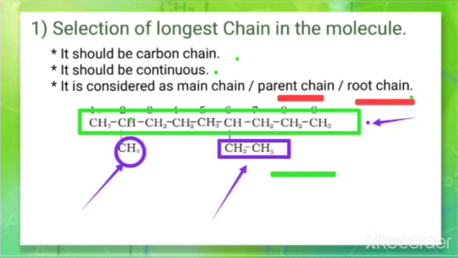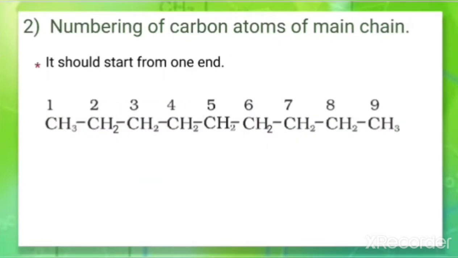So for naming, first you have to select the longest chain and count the number of carbons. It should be the longest one, having the maximum number of carbons, and keep the box for the main chain, and the rest of them will be circled, which shows the substituents. Next is the numbering of carbon atoms of the main chain. Once we have identified the main chain, we have to number the carbon atoms in the main chain.